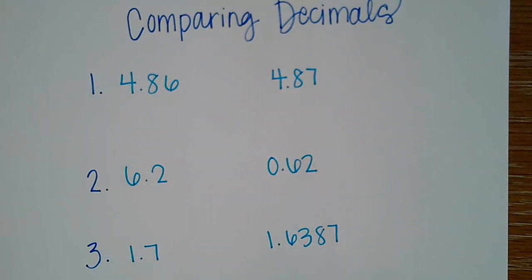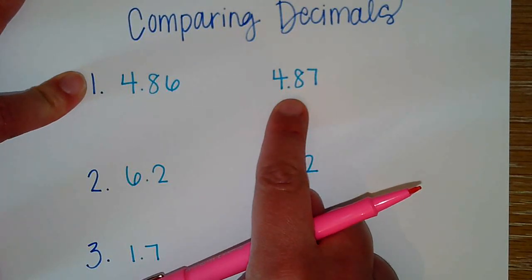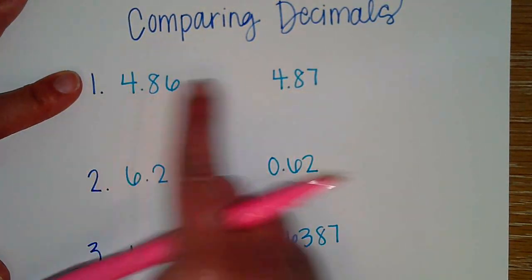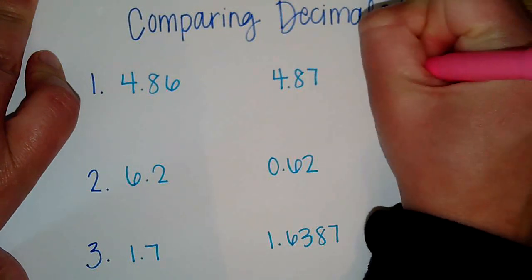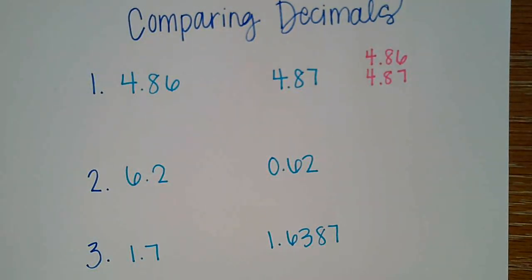Today, we are going to talk about comparing decimals. To start, let's look at number 1. We have two different numbers here. They look pretty similar. So how do we compare them? Well, the first thing that we're going to do is take these numbers and stack them on top of each other, making sure to line up our decimal.